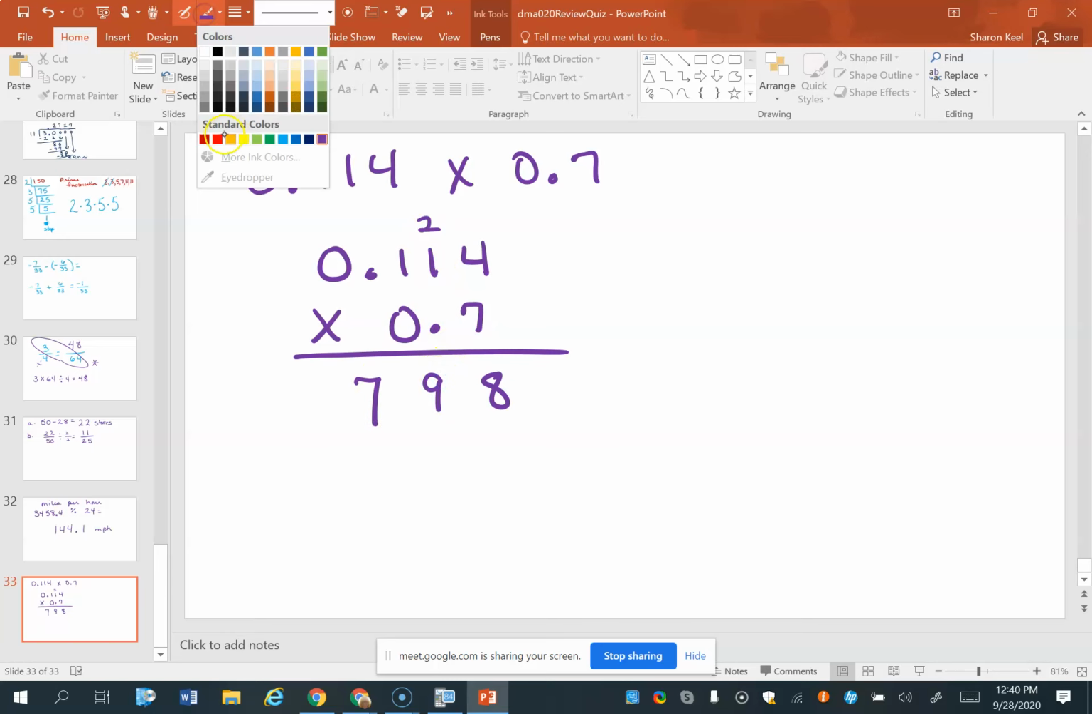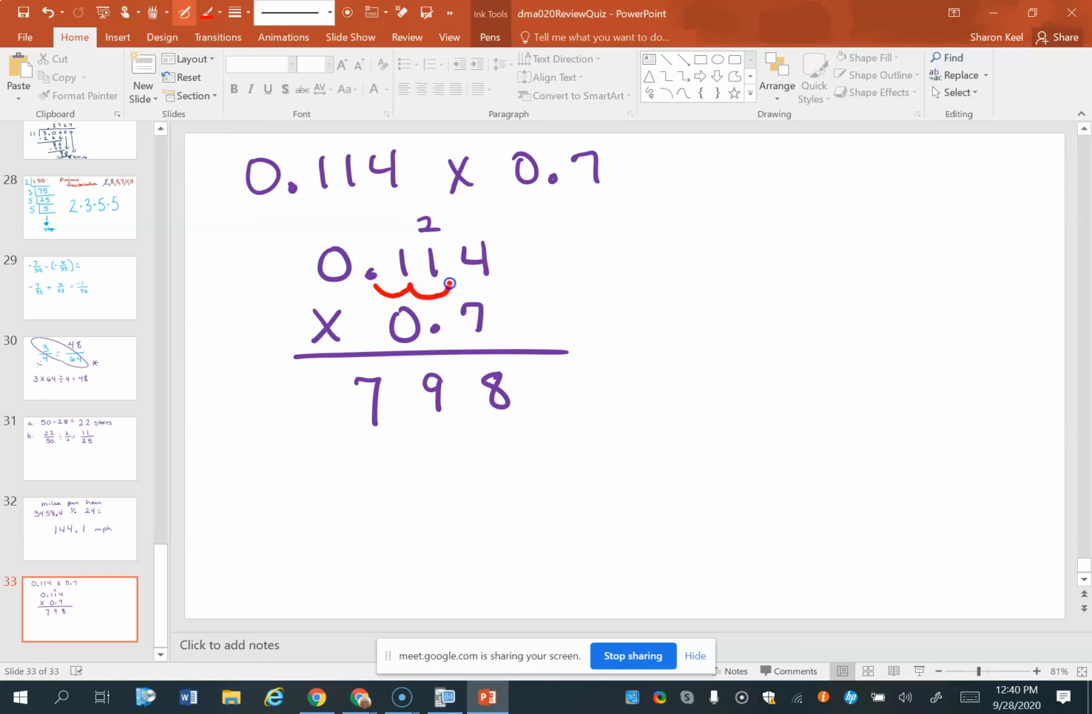So when I'm looking to put my decimal in the answer, I count in the original. I have 1, 2, 3, 4. I have 4 digits on the right. So that means here, when I go to put my decimal in the answer, I move left 1, 2, 3, 4 digits. Now, when I move it that many places, I have a space with nothing. That means I'm going to have to add in a 0 to fill in that particular place.